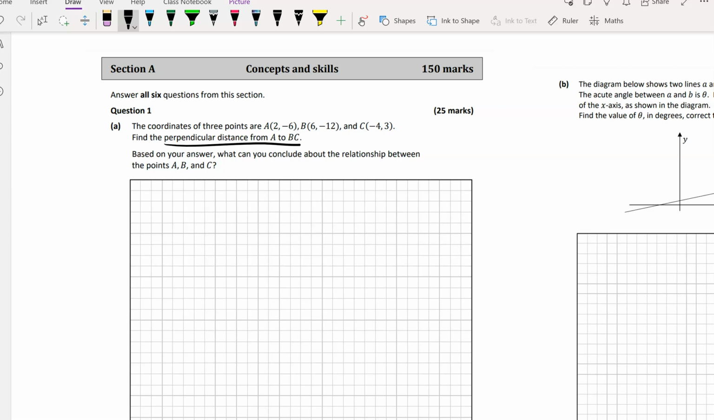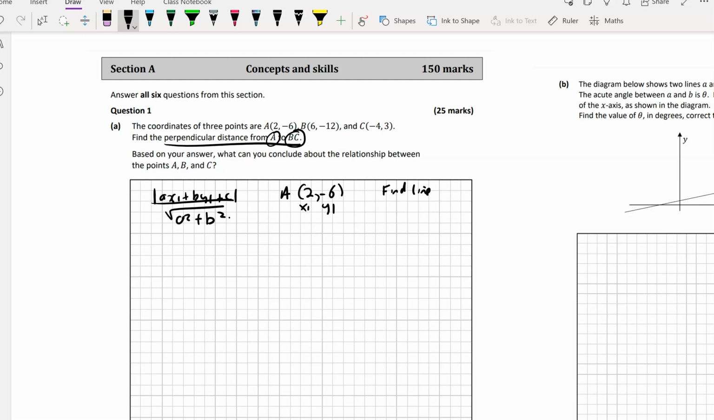Okay, perpendicular distance from A to BC, specific formula. That's the absolute value of Ax1 plus By1 plus C, all over the square root of A squared plus B squared. To use this formula, you're going to need a point and you're going to need a line. So the distance is from the point A, (2, -6), that would be our x1, y1, to BC. So BC is our line, so we're going to need to find the line BC.